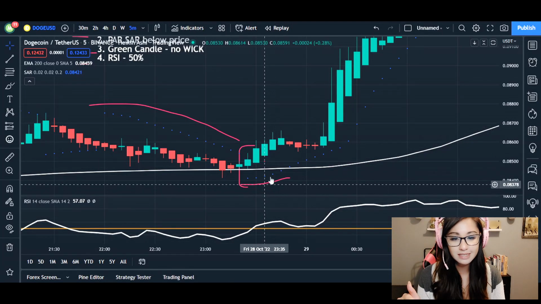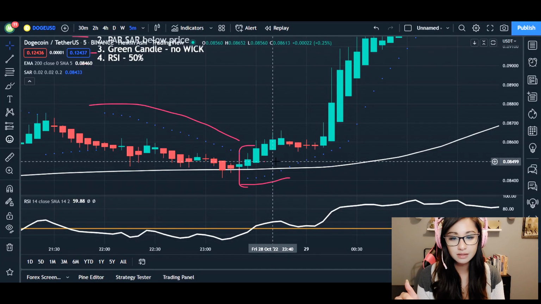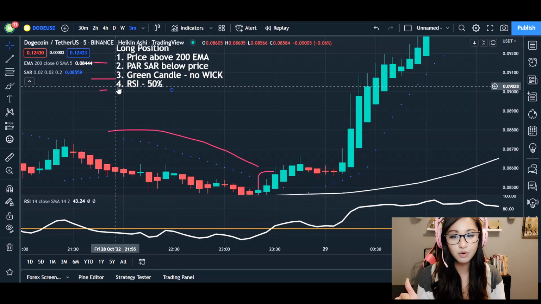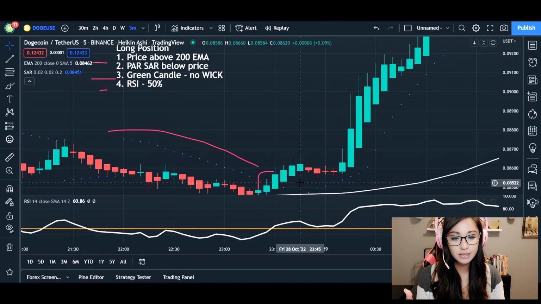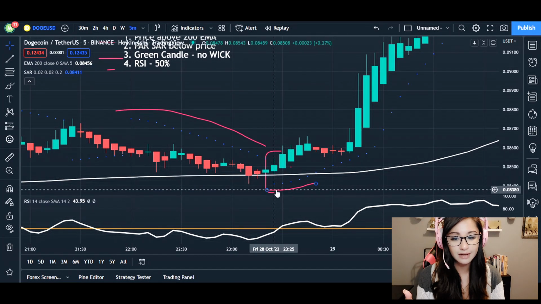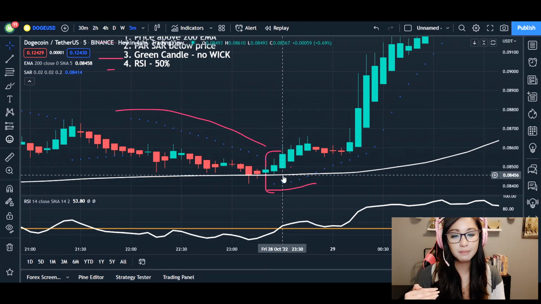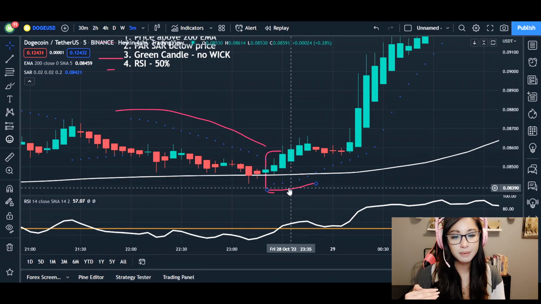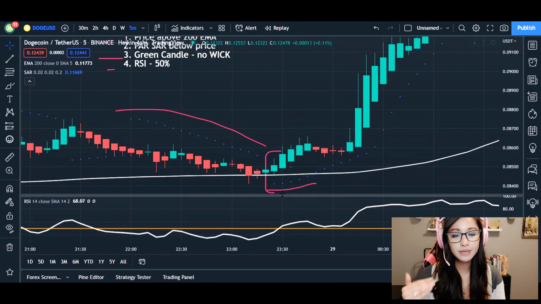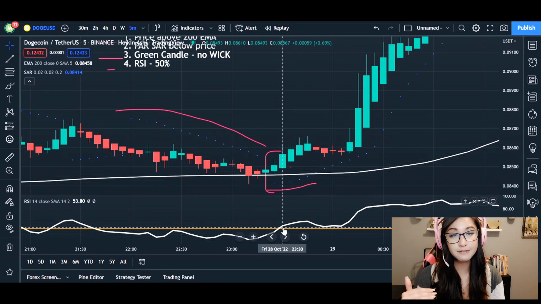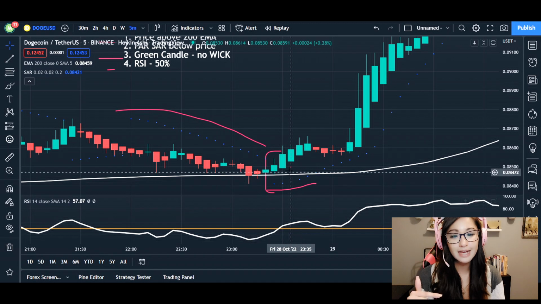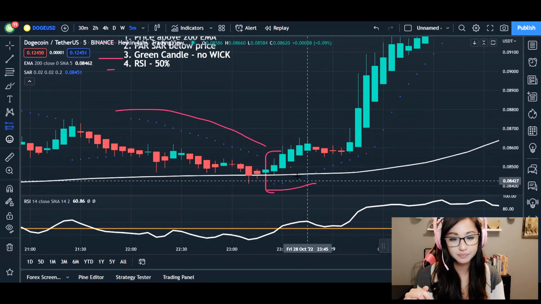So because the second one has no wick, we want to check on rule number 4, which is the RSI is above 50%. So here, if we were to go in on this candle, it's at 43%. No, we want to wait for 50%. This candlestick here, above 200 MA, we see the parabolic SAR at the very bottom. We see the RSI here is at 53%. It has no wick at the very bottom. I'm going to go for a long position.